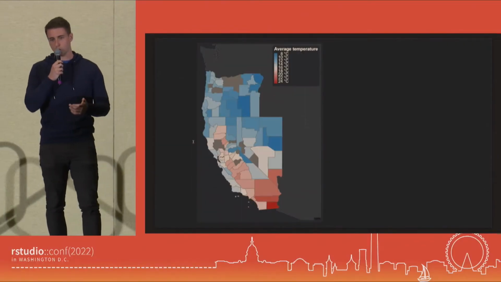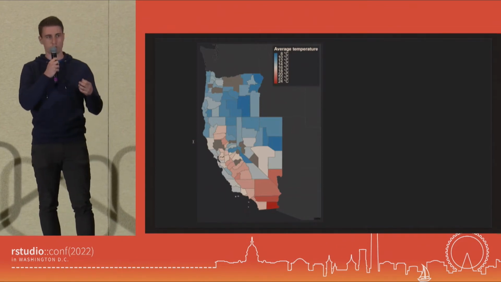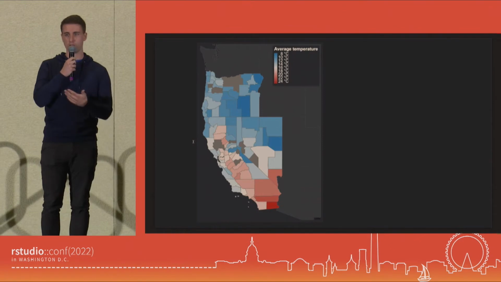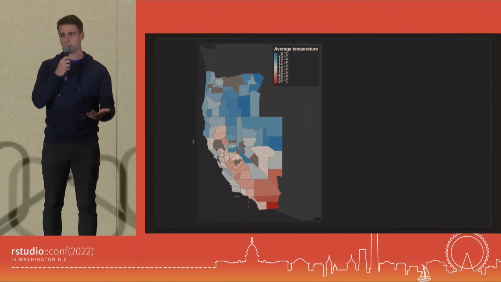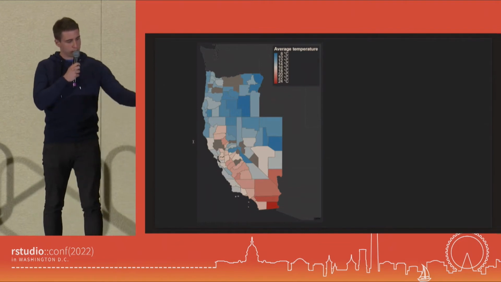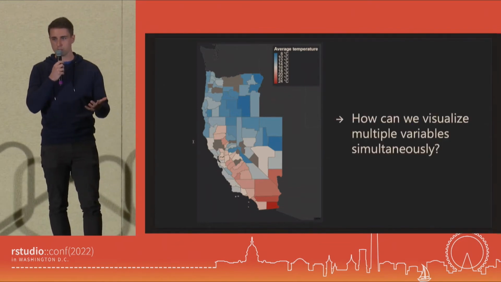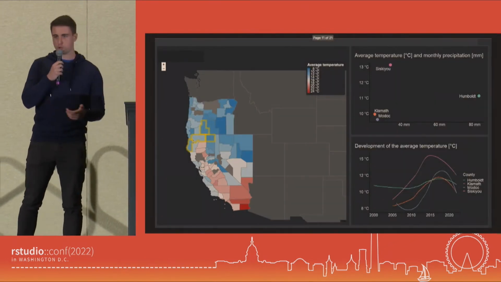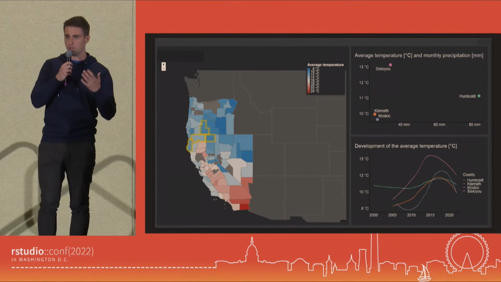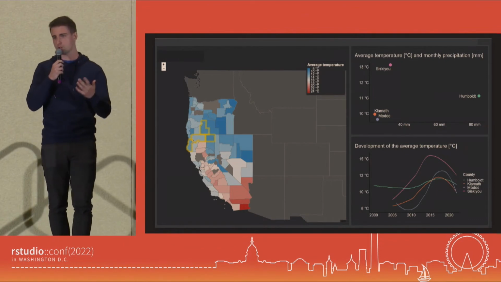Okay, let's return to our map showing the average temperature per county. Often, we are interested not only in one variable at a given point in time, but in multiple variables and their relationship or their development over time. So another question is, how can we visualize multiple variables simultaneously using a map? And one approach to do this is to embed the map in a Shiny dashboard and connect it to other dashboard elements, like charts or tables.